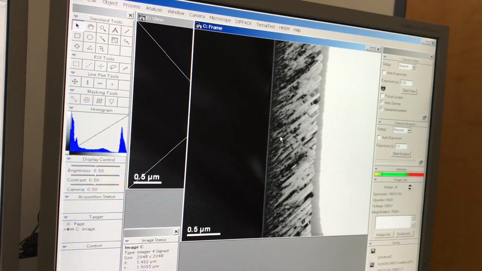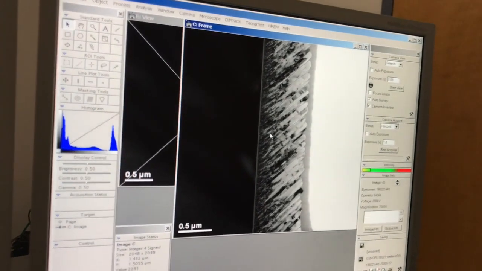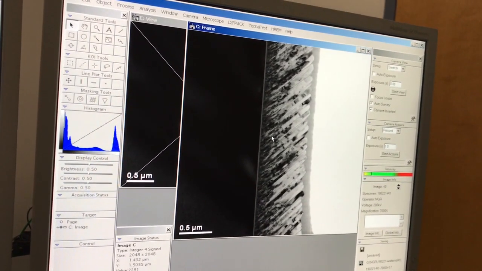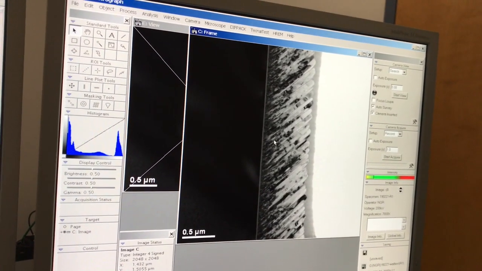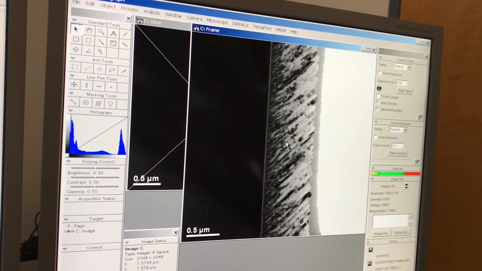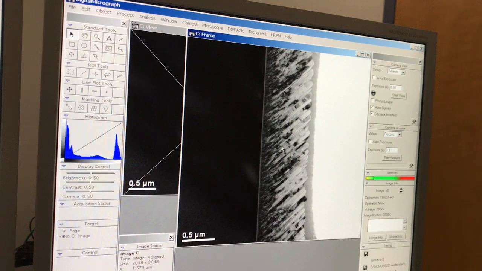So the basic question then, which is the topic of the video, is what do the diffraction patterns look like for these two regions? Okay, so what's the diffraction pattern look like from the silicon? What's it look like from the aluminum nitride?